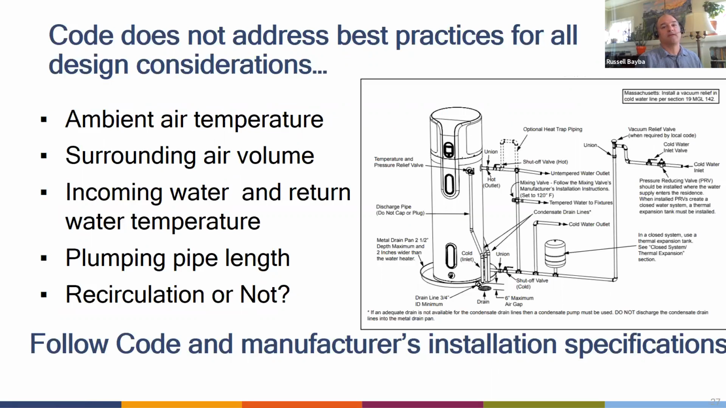So some things to think about for best practices. Again, ambient temperature in the area. You want it to be ideally in a place that's warmer. You should be thinking about where you're going to vent that cooling. That volume of air is also important. So you should think about, if it's going into a closet, how you're going to get that extra air, where is it coming from, and where you're going to dump it.